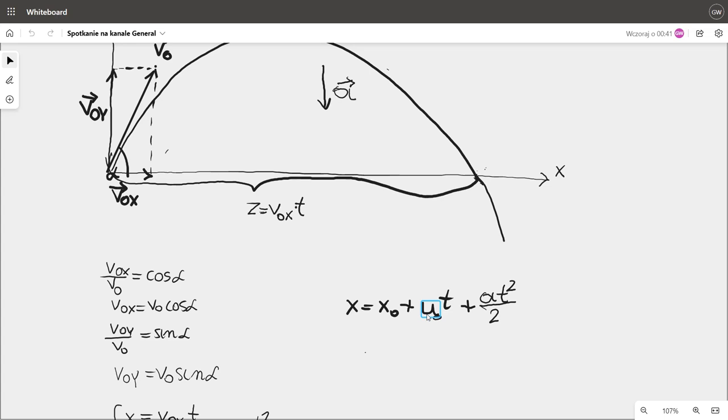The coordinate of a vector is equal to the value of the vector if the vector is directed the same as the axis, or minus the value of the vector if it is opposite to the axis. A in this equation is the coordinate of the acceleration vector, so it can be positive or negative.